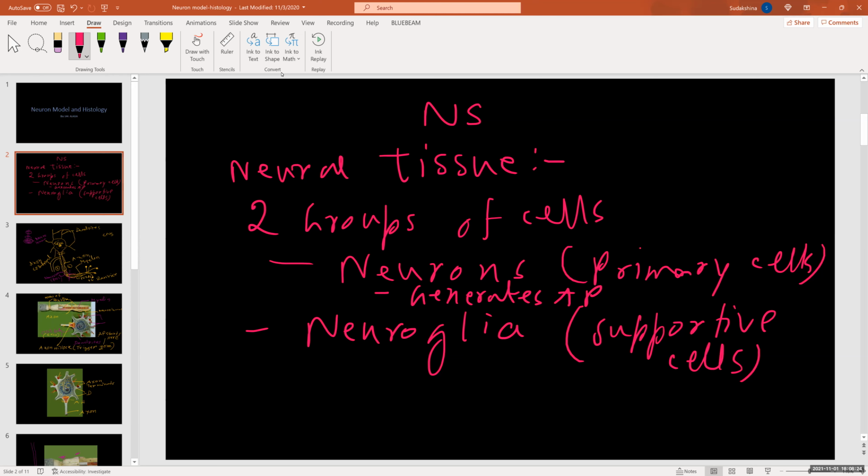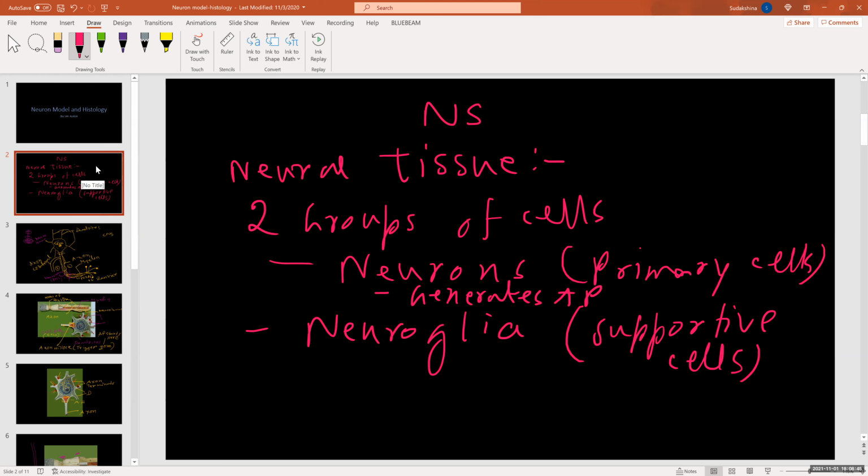Neuroglia, which are supportive cells, don't generate action potential, but neurons become so specialized in their function that they lose the ability to do their self-maintenance. So neuroglia basically do all sorts of maintenance work for the neurons. We'll talk about this later.